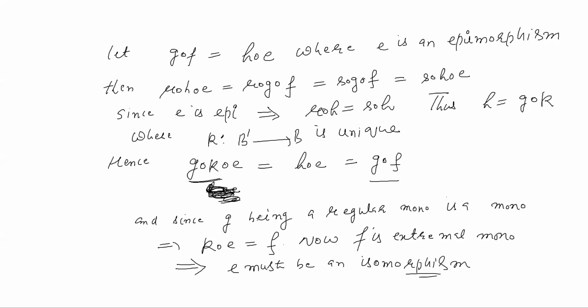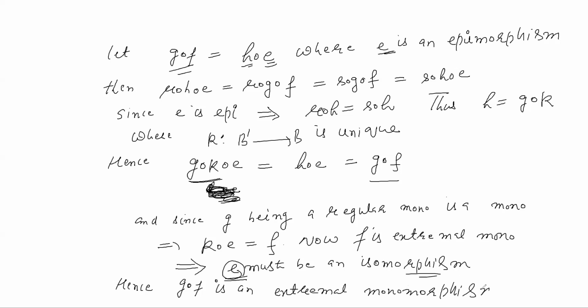So we are done. We have shown that if G composition F is H composition E, where E is an epimorphism, then E is an isomorphism. This is what we have shown, and hence G composition F is an extremal monomorphism, which proves the first part of this proposition.